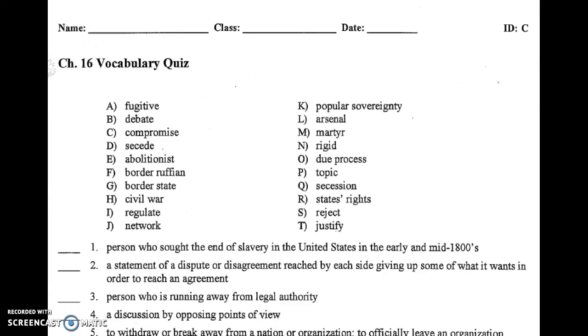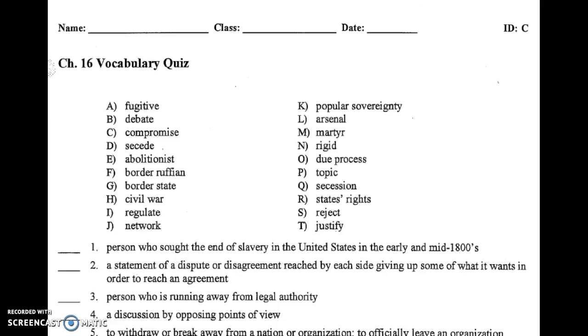Here's your word bank. A. Fugitive. B. Debate. C. Compromise. D. Secede. E. Abolitionist. F. Border ruffian. G. Border state. H. Civil War.